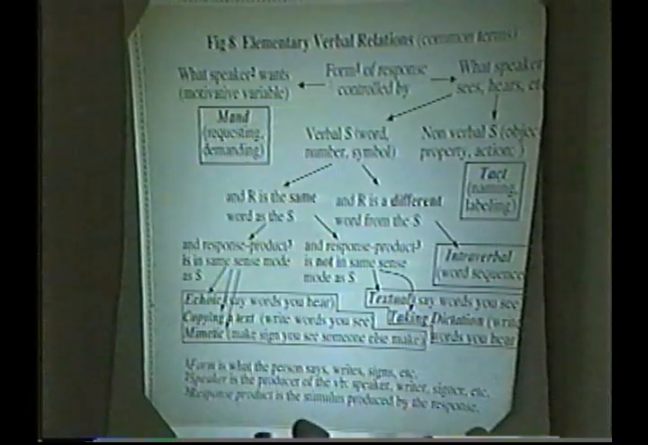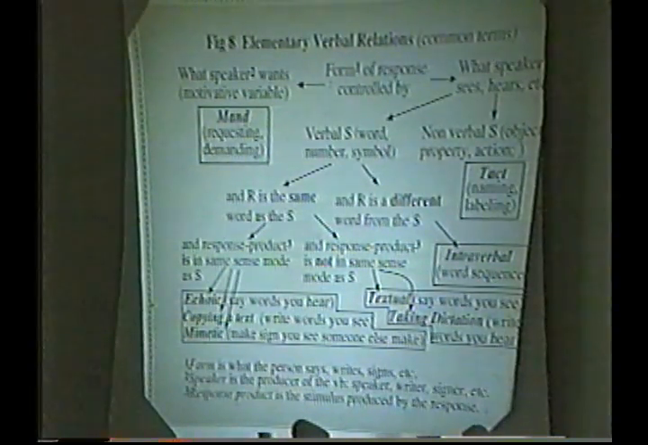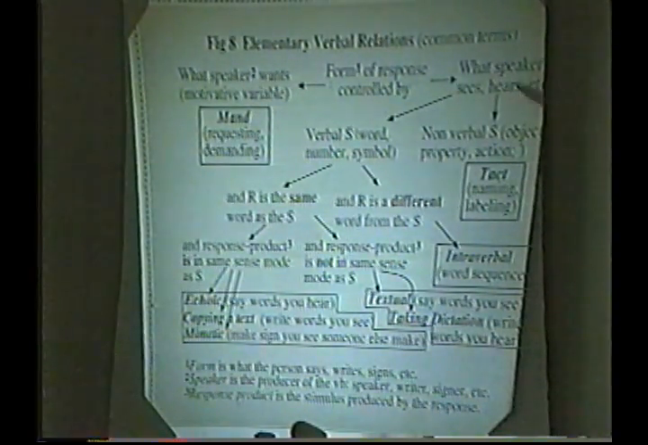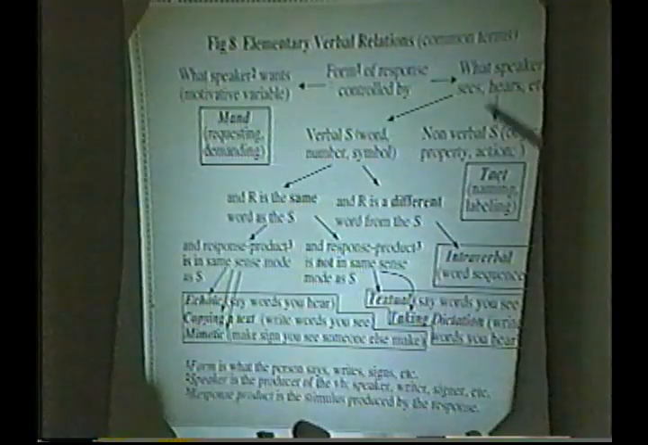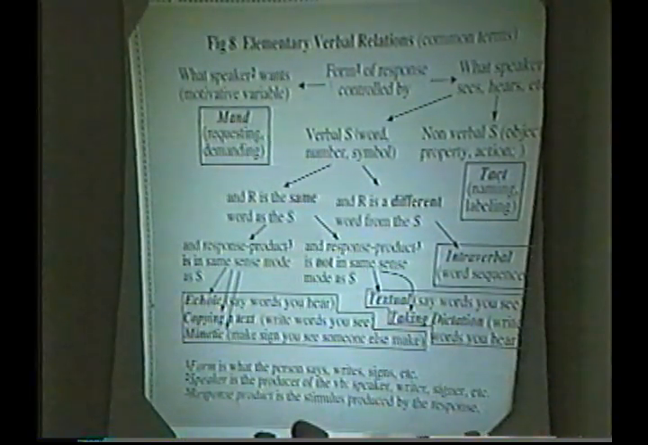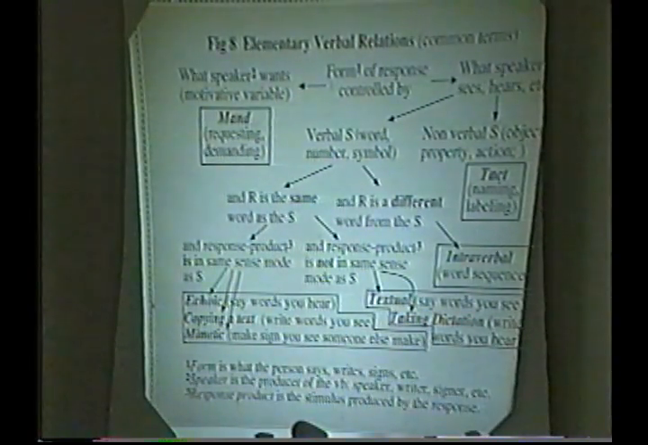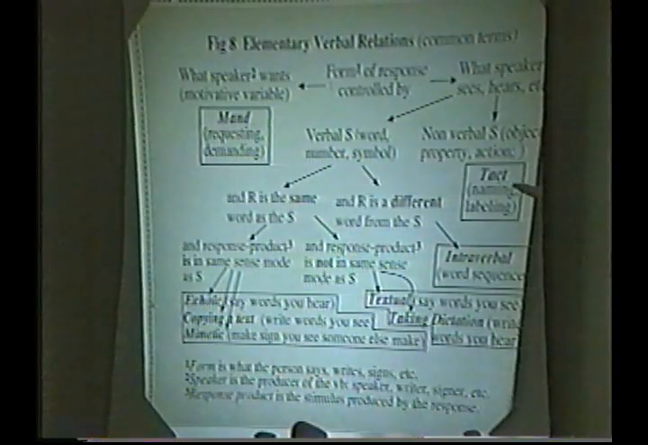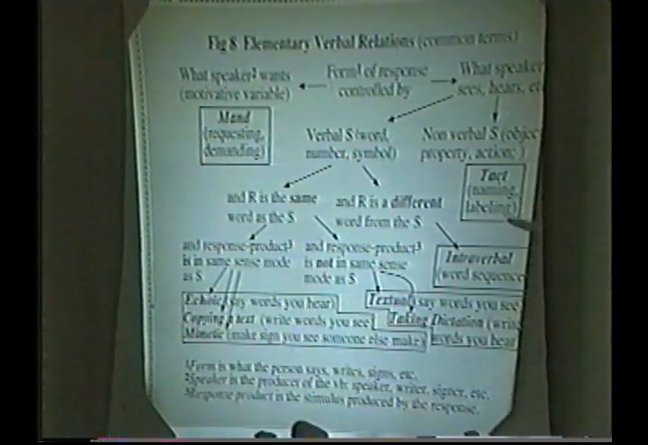If the form of the response, what it is that is said, written, or signed, is determined by what the speaker hears, sees, feels, smells, whatever, and the stimulus is not a verbal stimulus, not someone else's verbal behavior, but an object of some sort, or an action, or an event of some sort, then it's called a tact, and people call that naming or labeling.